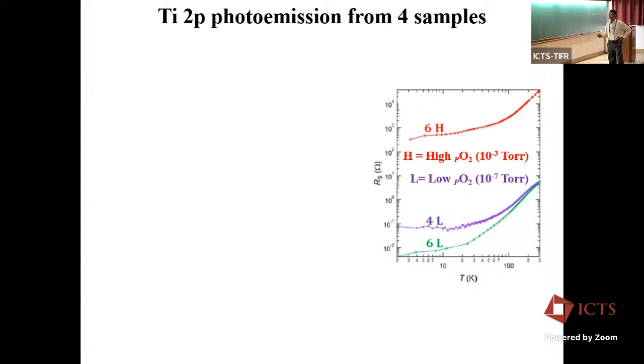And I'm going to look at essentially 3 different samples. The number refers to how many layers of lanthanum aluminate is on top. L tells you that it is low oxygen pressure. H tells you it's high oxygen pressure. This is the one that we use as a reference because here the carrier concentration is so low that photoemission is not at all capable of picking it up. So that will be our reference, and these will be looked at to try and understand where are those electrons that make it so metallic.